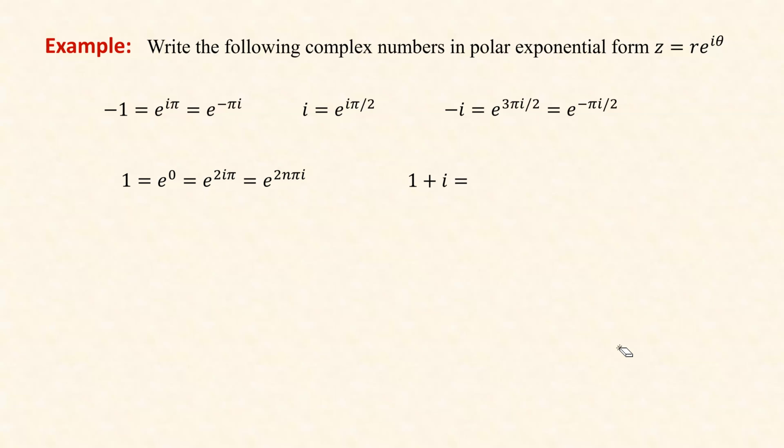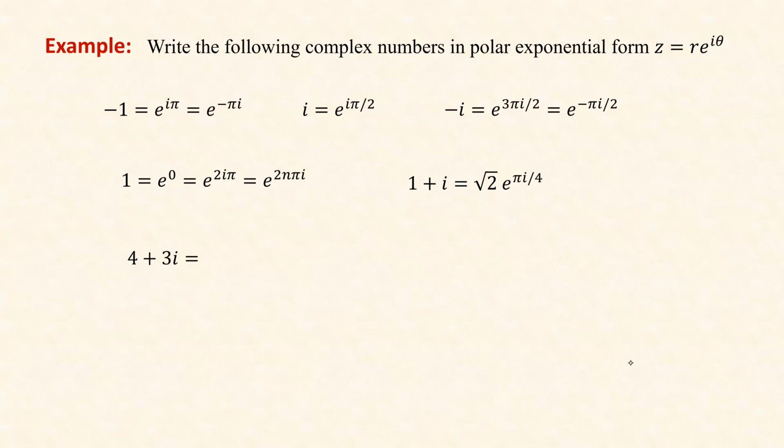What about 1 plus i? How do you write 1 plus i in exponential form? It's the square root of 2 times e to the i times pi over 4. That's right, very good. Square root of 2 because the modulus, remember, 1 plus i is here. The distance is the square root of 2. The angle is pi over 4. So we get square root of 2 e to the i pi over 4. All right. What about 4 plus 3i?